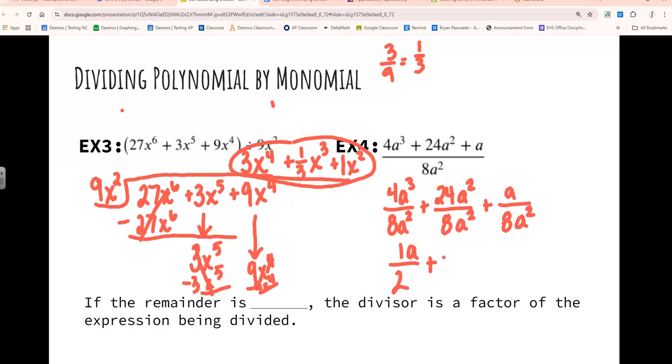24 divided by 8 is going to be 3. The a's just cancel out. And then here, this a will cancel with one of the a's here. And there'll be nothing left on top. So what do I put on top if there's nothing left? A 1. Because there was like a 1 in front of that a. So 1 over 8a.